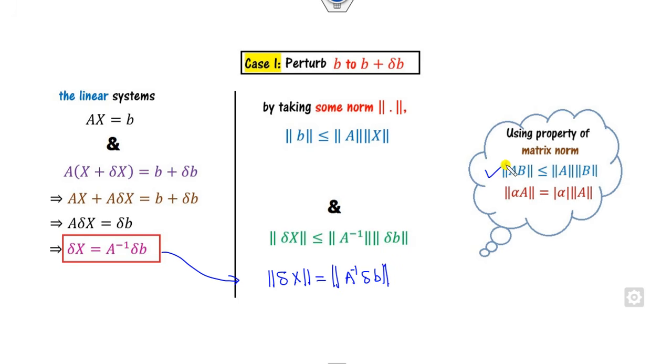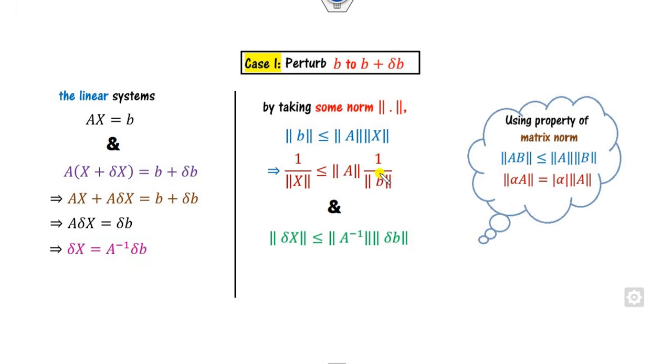Fine. Then I can use this property: the norm of a product must be less than or equal to the product of the norms. Then you can find the value of the norm of X from here. What is the norm of X from this? It will be less than or equal to this one. Then I can see this is equation number 1, this is equation number 2.